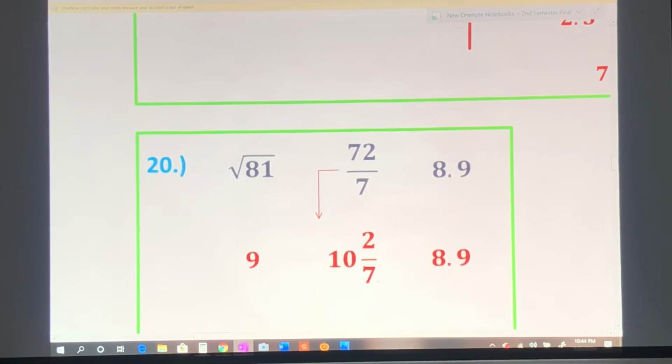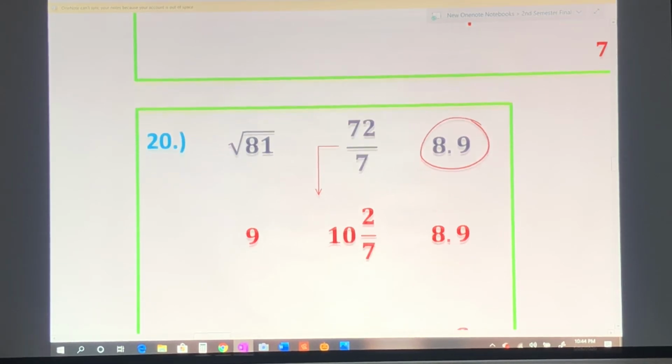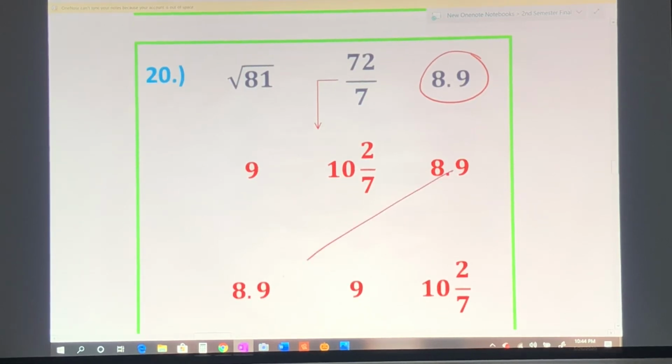I didn't need to make this into a decimal, because look at my numbers. 8 point something, 9, and 10. So the 2/7 I can just leave the way it was. Okay, so now I have what's the smallest, and I'm going to use the numbers in black, the original numbers. 8.9 is the smallest. So then I wrote them like 8.9, 9, and 10 and 2/7. I put them in order from least to greatest.